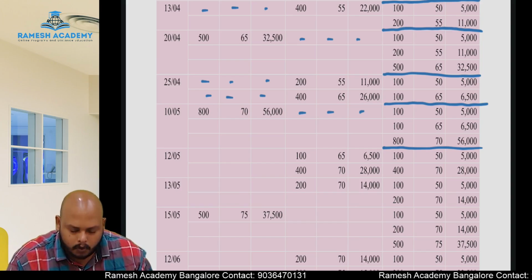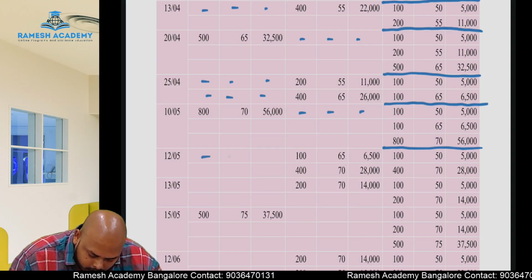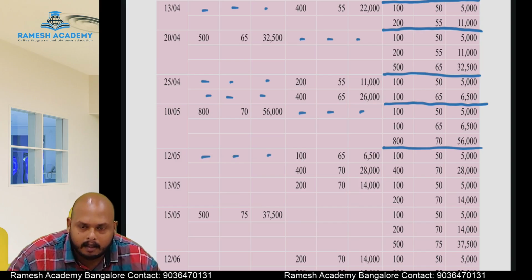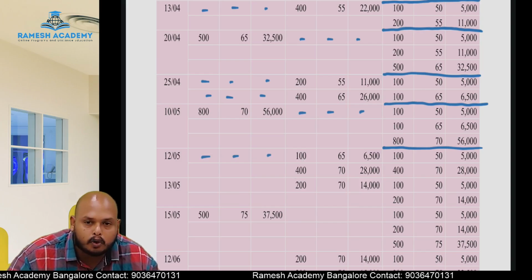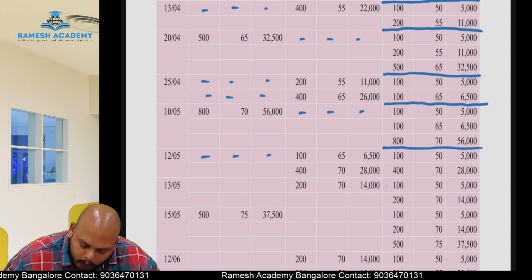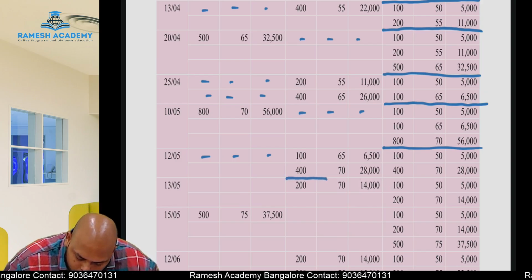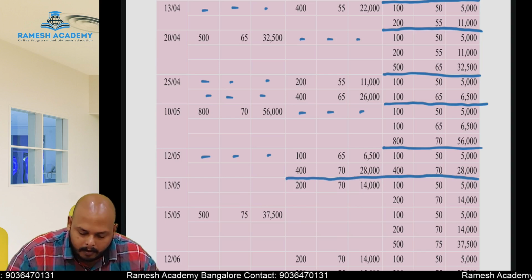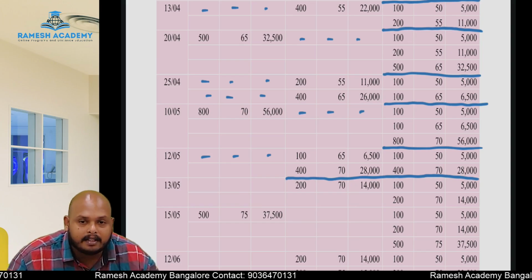12th May 2022 issued how many units? 500 units. First you see, whatever balance 100 is there, we have to issue that 100. After that, out of 800 we have to issue how much? 400. 800 minus 400, balance will be how much? 400. That is what he wrote, balance 400.